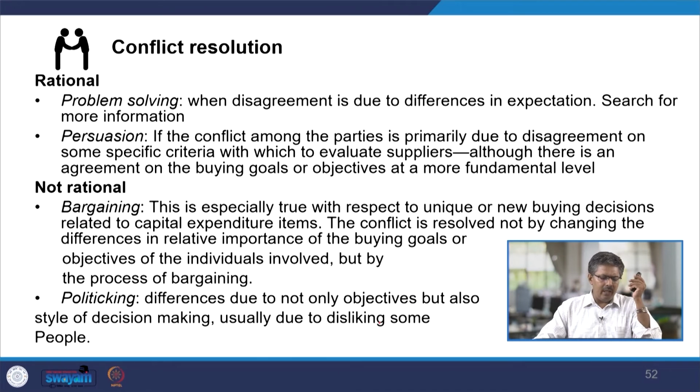Now, conflict resolution can be on the basis of a rational approach or a non-rational approach, right. Now, when I am saying rational, what do I mean? When there is a problem solving approach. So, when the disagreement is due to differences in expectation and more, what happens is people go for more information search, right. So, in that condition, it is a healthy argument or a healthy debate between the members of the organization, right. In the second case, if the conflict happens among the parties due to a disagreement on some specific criteria, let us say price or certain type of design or something, in such a condition, the organizations need to evaluate the suppliers, right.